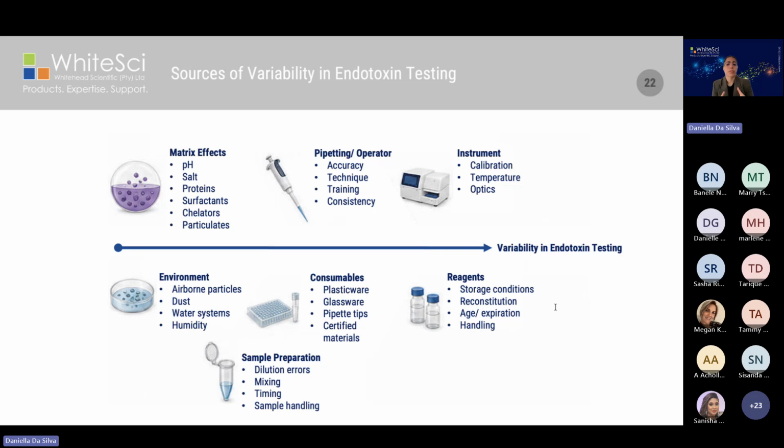All of this can influence results. Instrument performance, calibration status, and temperature control are equally important. Even something as simple as your reagent storage conditions or the quality of consumables can have a measurable impact. When we think about endotoxin testing, it's always helpful to view it as an entire process rather than just a single assay. The more potential sources of variability we can identify and control, the more confidence we can have in the results that we're generating.